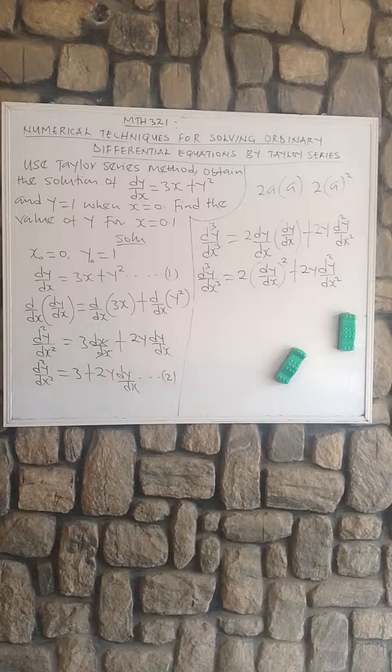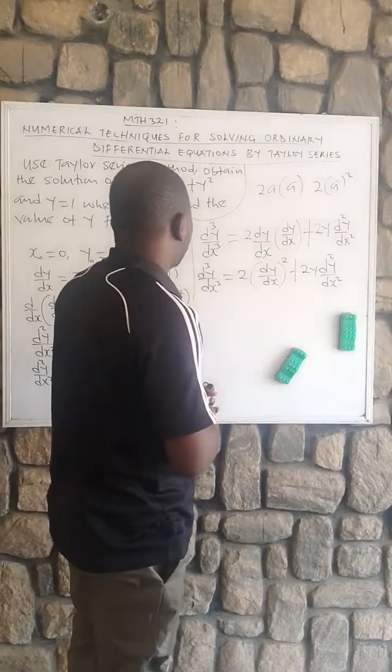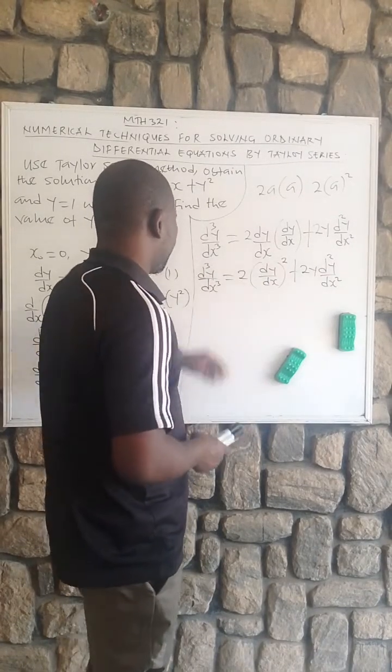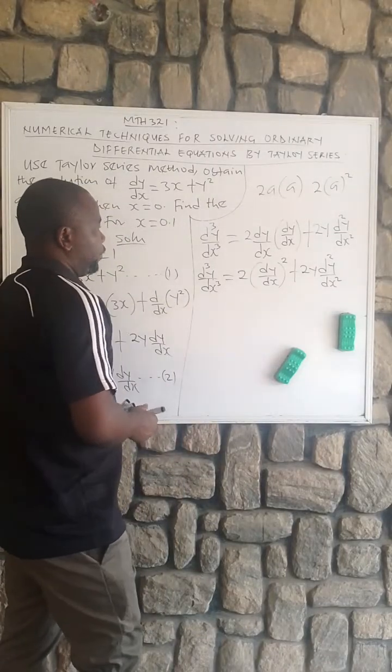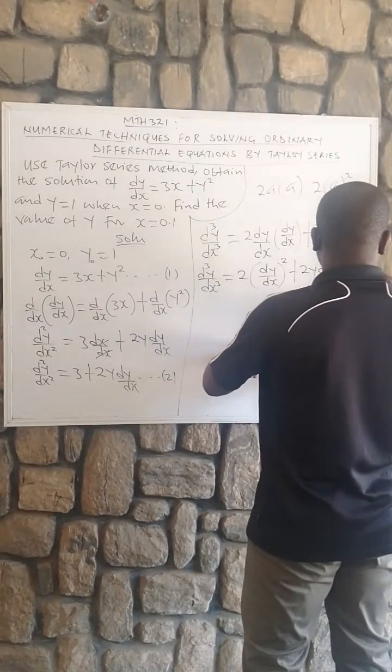You agree with me, right? Okay, so if you agree with me, let us proceed further. Let us differentiate this again. This is equation 3.